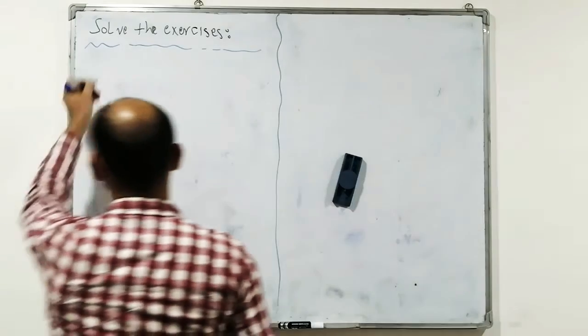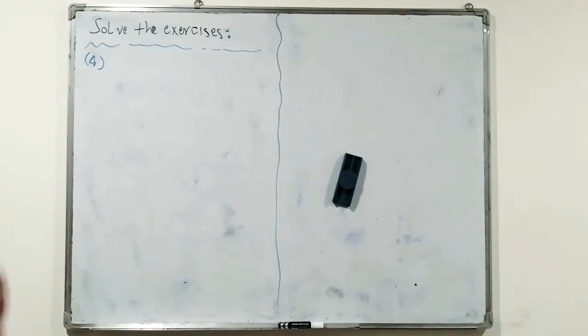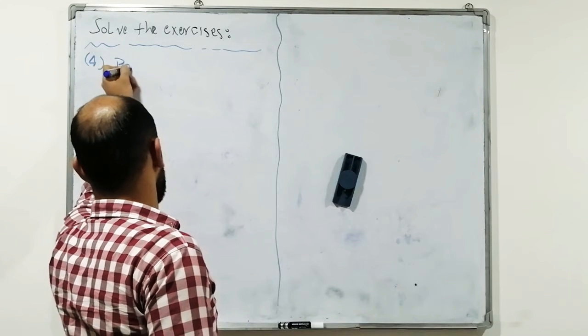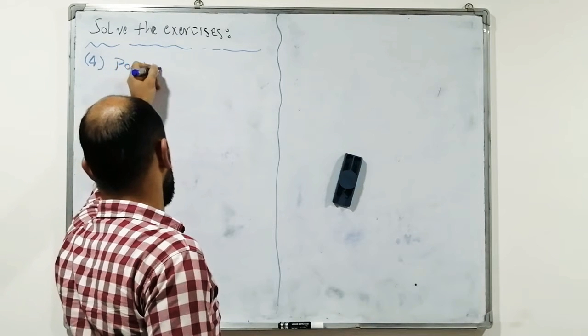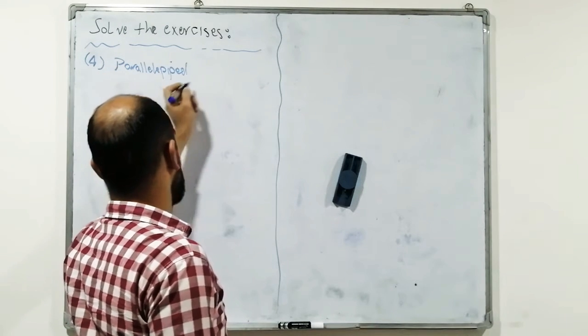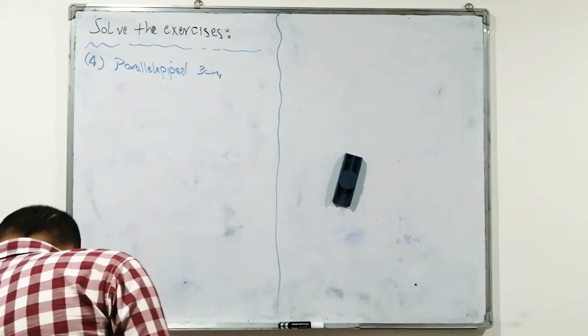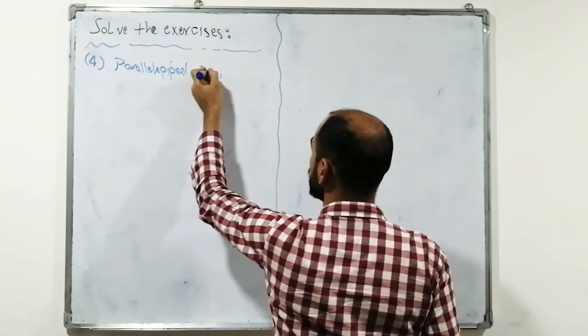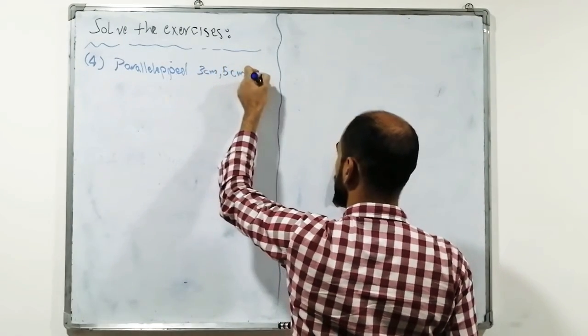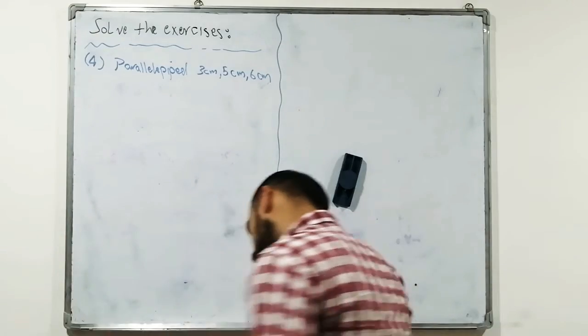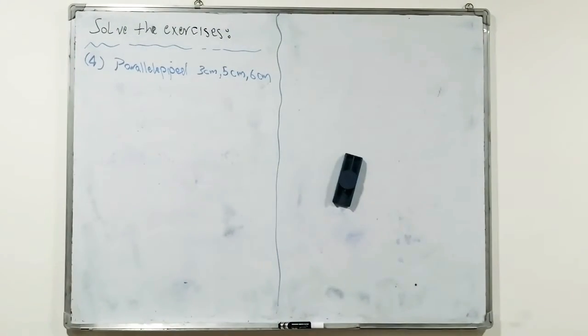He said in question number 4, a parallelepiped whose dimensions are 3 centimeter, 5 centimeter and 6 centimeter. Calculate, or find, its lateral area and total area. Here in this question we directly apply the laws of the lateral area and total area of a parallelepiped to find them.